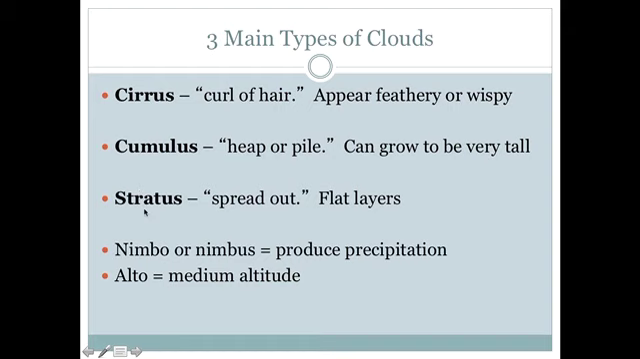If you were to add the prefix alto to one of these three main types of clouds, what does that mean? It means that that stratus cloud or that cumulus cloud or that cirrus cloud is at medium altitude in the atmosphere. Remember, altitude is the height above sea level.